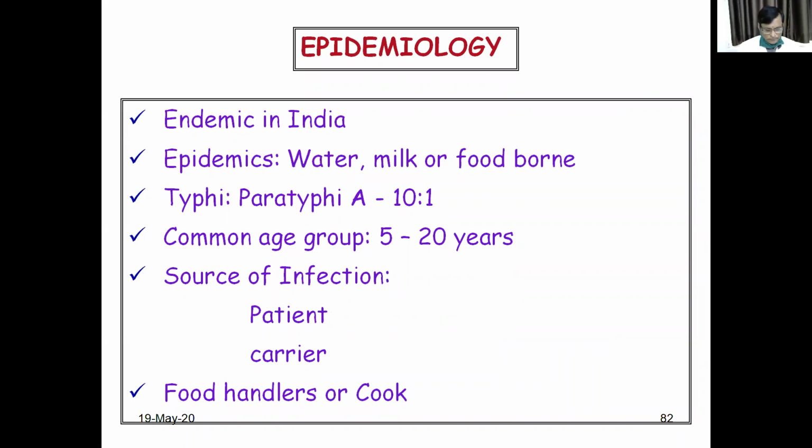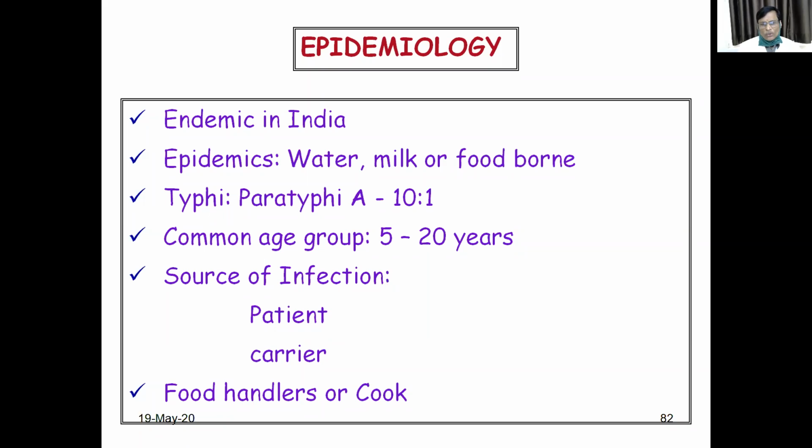Coming to epidemiology, it is endemic in India, and these infections are because of water, milk or foodborne spread. As you know, COVID-19 was initially stamped as a pandemic by WHO. Recently, a few days back, the WHO said COVID-19 is now endemic, like malaria and typhoid in India. It will become endemic, present all the time.